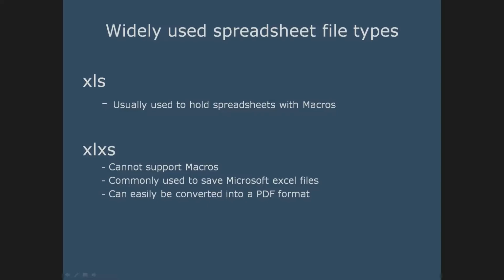This file format can be opened in Microsoft Excel and other open source office tools such as LibreOffice Calc. This file type unfortunately cannot be used for macros. But this is the most commonly used file type when saving Microsoft Excel files. In addition, if you have a file saved in this file type, which is the Excel XLSX, you can easily use it to convert it into PDF.